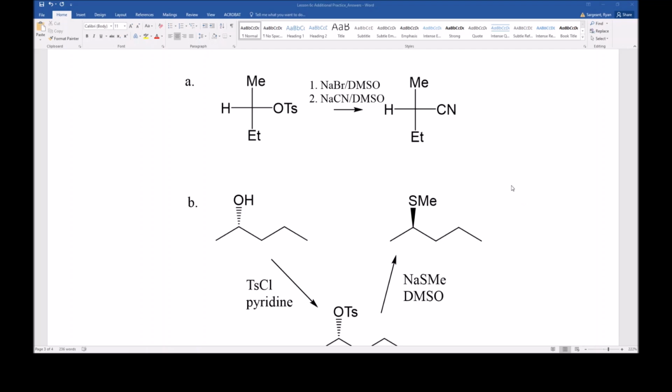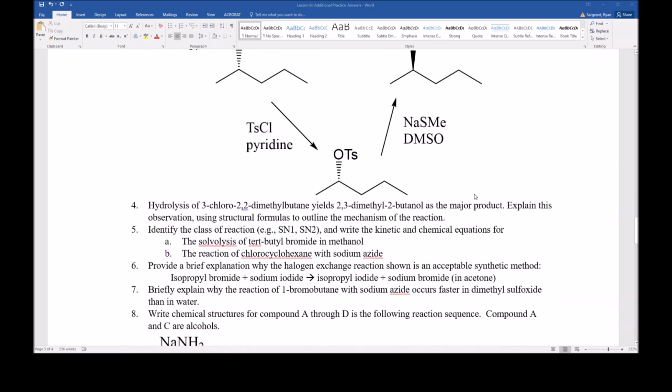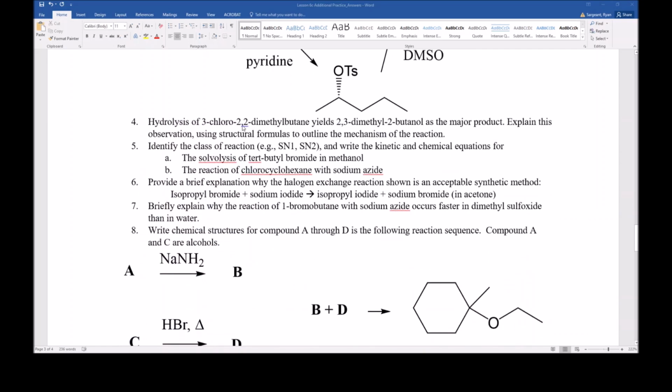There we go. Okay, so the next one that we're going to look at is hydrolysis of 3-chloro-2,2-dimethyl-butane. Well, we need to figure out what that thing looks like. So we're going to bring this over here into ChemDraw, and we're going to let ChemDraw do the nomenclature work for us. Although you won't have ChemDraw on the exam, so hopefully you're aware of how that's done. If not, let's review it briefly.